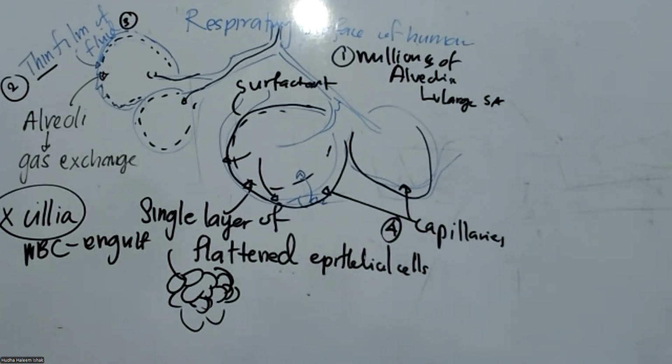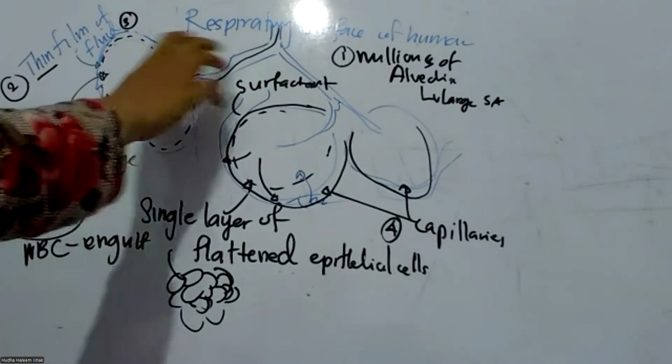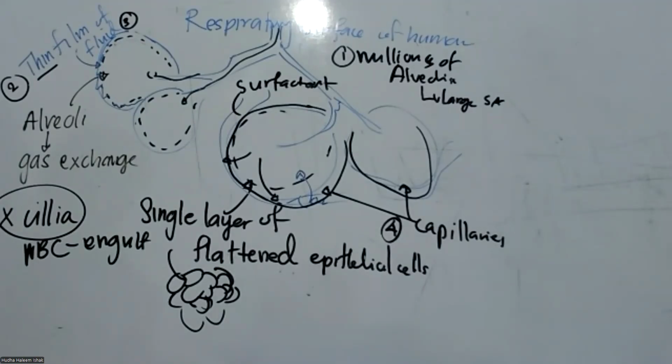So what is this preventing? This is avoiding collapse due to high surface tension. Sometimes these alveoli might burst. So to prevent the collapse of the alveoli due to high tension, we have what? Surfactant, which is coated on top of the alveoli.